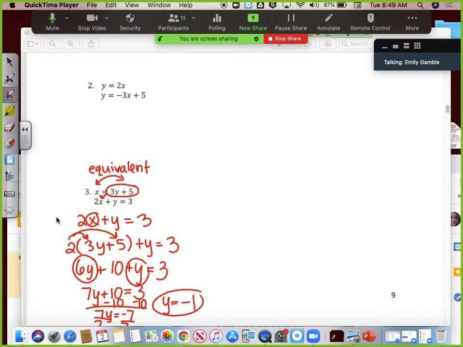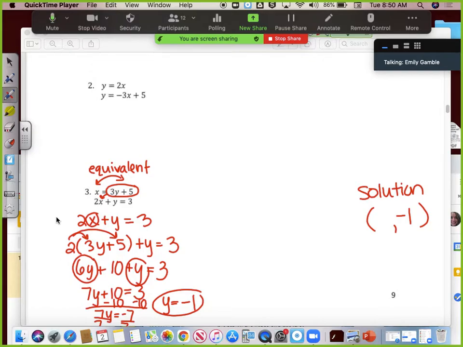Now remember, the final solution to the system is an ordered pair in xy form. We have just discovered that the y value of the solution is negative 1, so I can insert the negative 1 in for y there. Now we have to solve for x. We have to figure out what x is equal to.